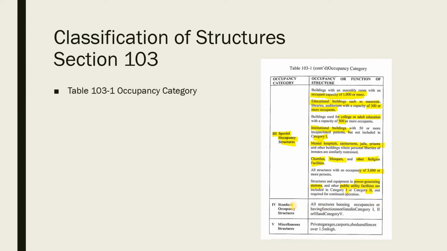Next, we have also the standard occupancy. All structures housing occupancies or having functions not listed in category 1, 2, or 3, and 5. Okay, next, we also have the miscellaneous. So, ayan yung mga private na garahe, carports, sheds, and fences over 1.5 meter in height.